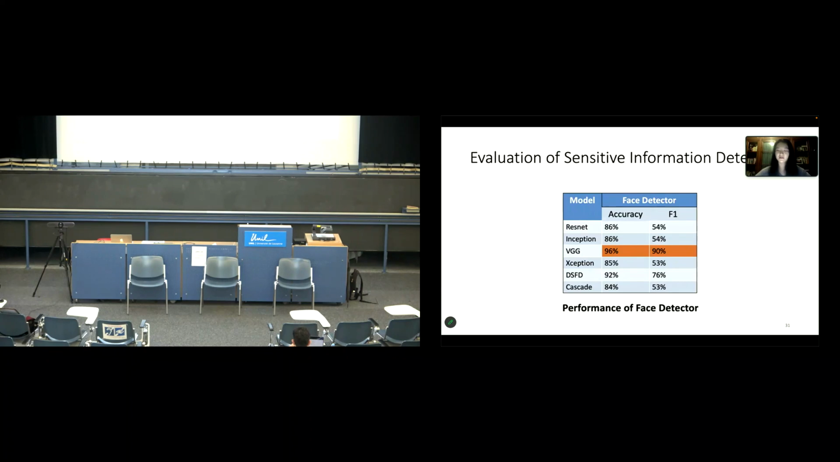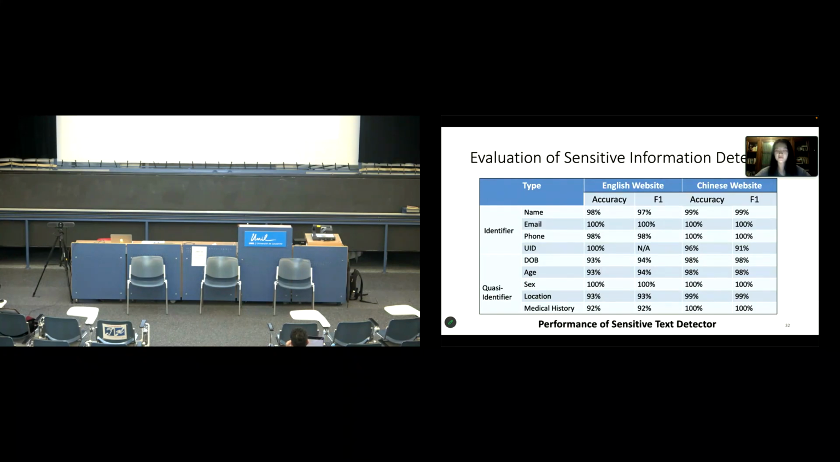Next, I will show the evaluation of the sensitive information detector. We built our baseline using Haar cascade and dual shot face detector. They don't perform well and have a high false positive rate. This is because they classify partial face images as face images during training, and this contradicts our definition of sensitive face image. Therefore, we use transfer learning and find that the VGG model outperforms other models. So we select this for building our face image detector.